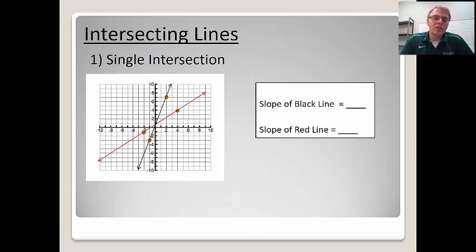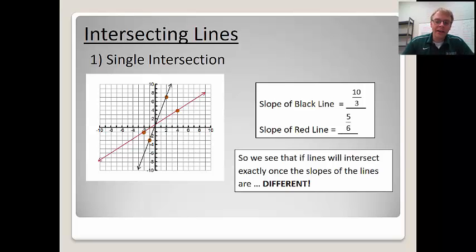So let's now start talking about this when it actually comes to our lines. What I want you to do is pause the video when I tell you to, and find the slope of each of these lines. Ready? Pause. All right, let's see what you got here. Did you get the black line was 10/3 and the red line was 5/6? Now, if you notice, these lines intersect once, and the focus is on the slope, because as long as the slopes of two linear equations or linear functions are different, not the same, they will have a single intersection.